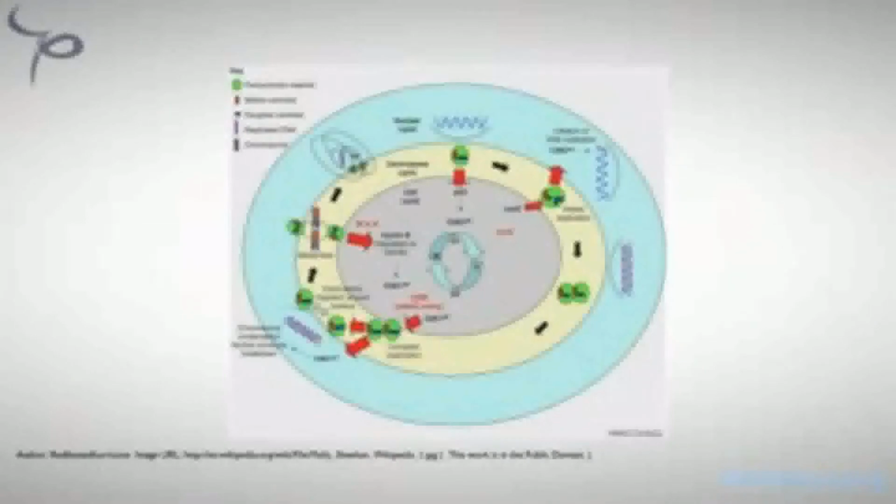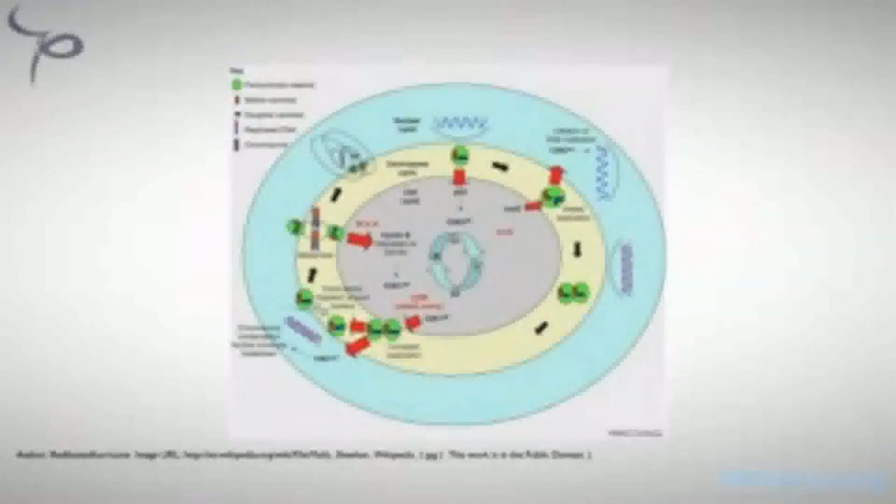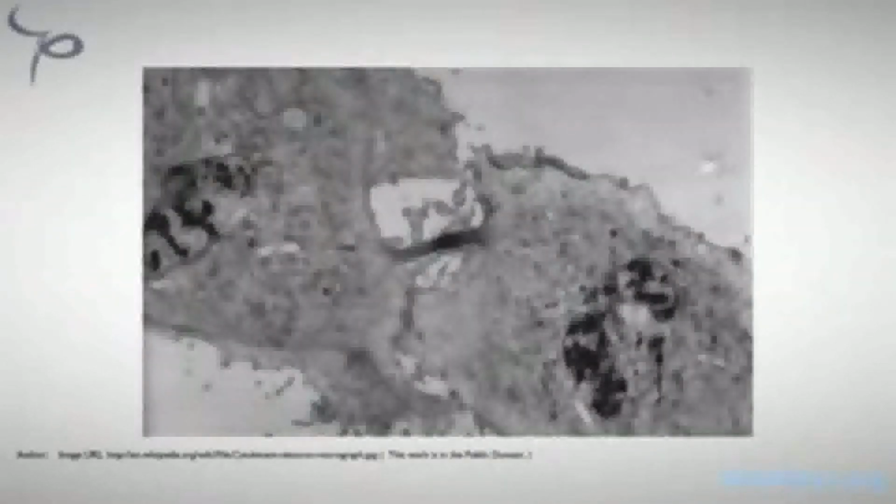The centrosomes are an organelle that serves as a microtubule organizing center. Centrosomes are also associated with the nuclear membrane during prophase of the cell cycle. It has a key role in making cilia and flagella.